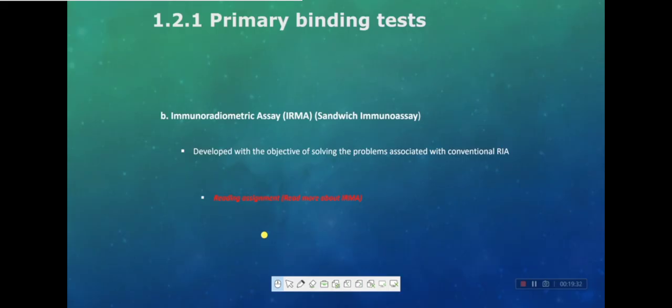Now talking about the IRMA, which is immunoradiometric assay, also called the sandwich immunoassay. So why is IRMA there? IRMA is there because physical separation methods, centrifugation or decanting procedures, may distort the equilibrium between bound and free fractions. Sludge loss of labeled antigens can be there. Frequent non-specific binding can be there, and there can be a lack of sensitivity for very low concentration levels of a particular analyte.